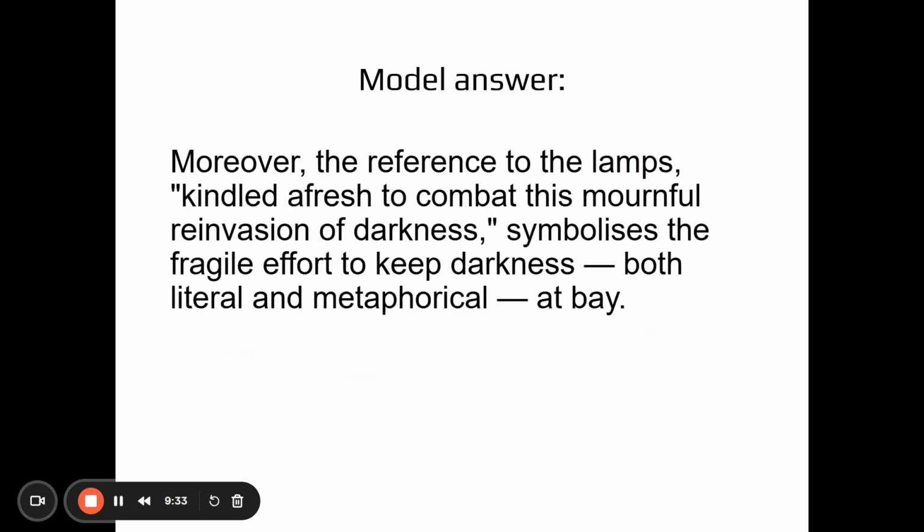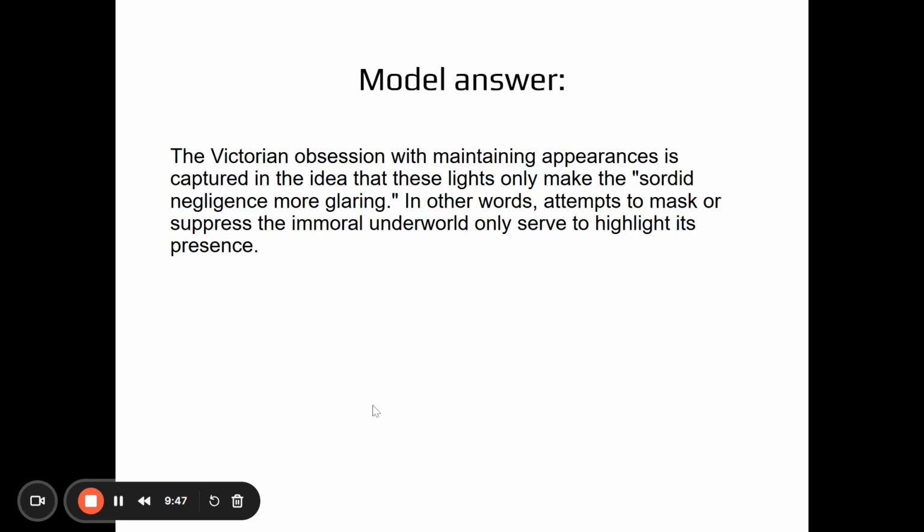Moreover, the reference to the lamps, kindled afresh to combat this mournful reinvasion of darkness, symbolises the fragile effort to keep darkness, both literal and metaphorical, at bay. The Victorian obsession with maintaining appearances is captured in the idea that these lights only make the sordid negligence more glaring. In other words, attempts to mask or suppress the immoral underworld only serve to highlight its presence.